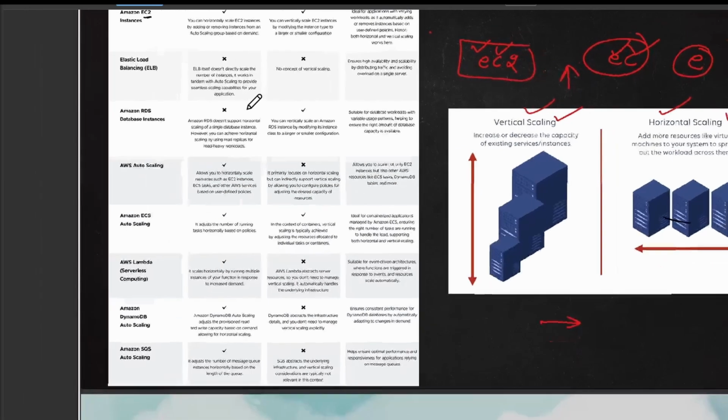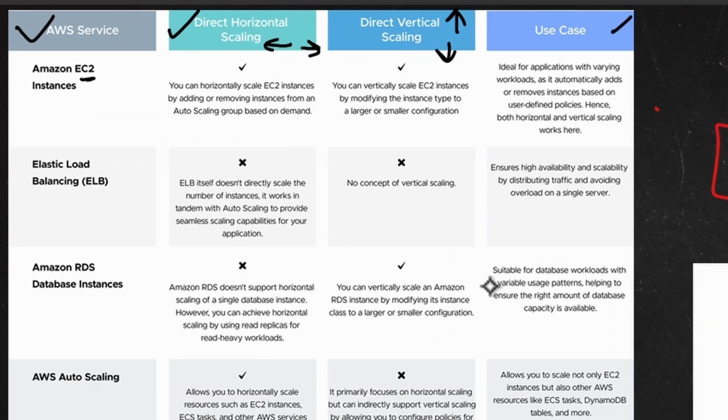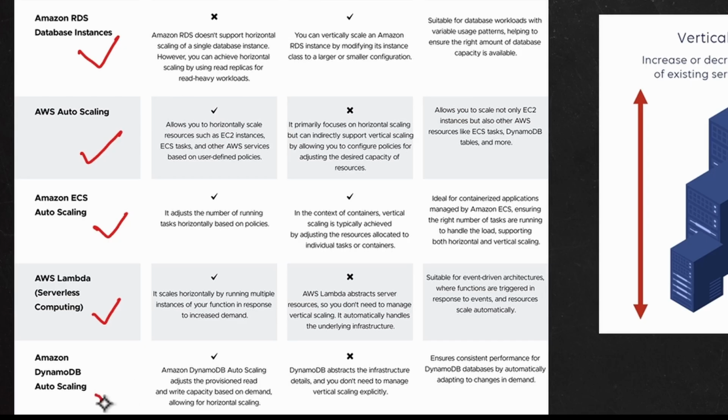If you see the Amazon AWS services, we have the Amazon AWS EC2 instance. We have direct horizontal scaling, and we have vertical scaling, and what is the use case for this. We have elastic load balancer. I will explain what is meant by load balancer. And we have Amazon RDS, it is a relational database. We have AWS auto scaling, ECS, and we have Lambda services, DynamoDB and SQS queue service. In this video we will understand what is meant by Amazon SQS queue service, and we need to know what is meant by Lambda services also.